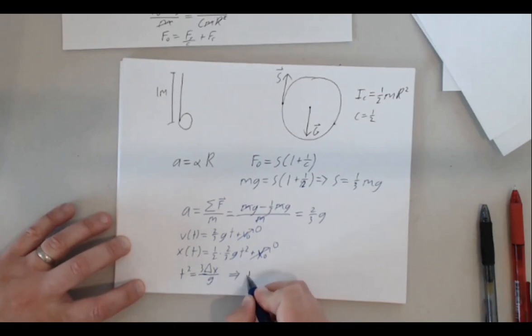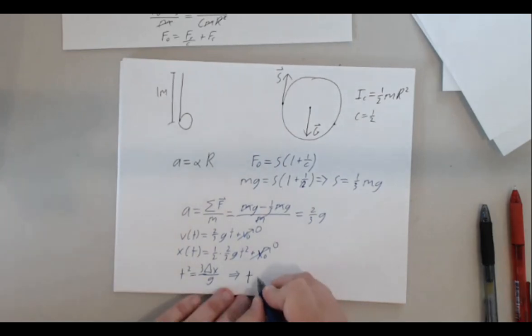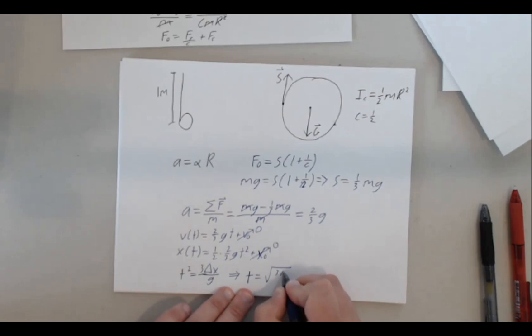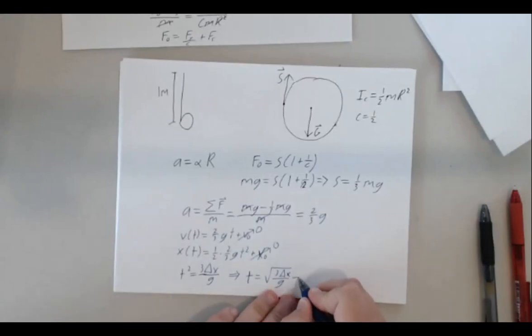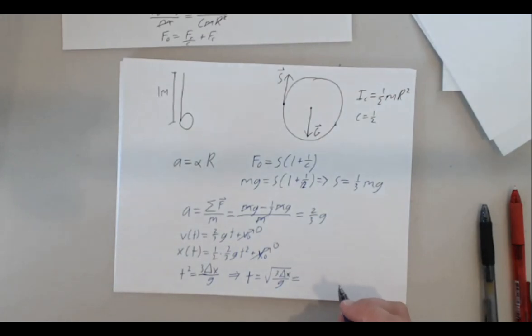So that means that my time is just the square root of 3 delta x over g, which means that if I plug in my numbers, right, I've got 3 times a meter divided by 9.8. Take the square root of that. Voila.